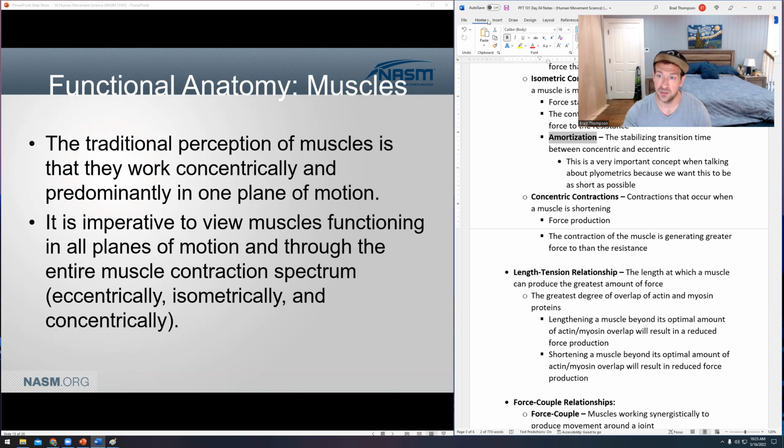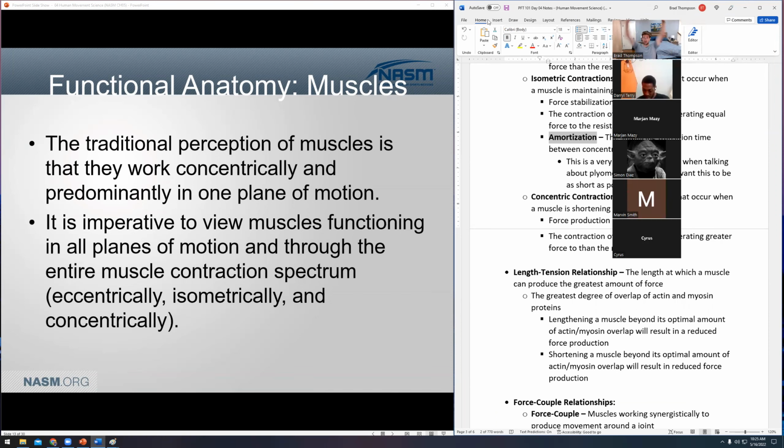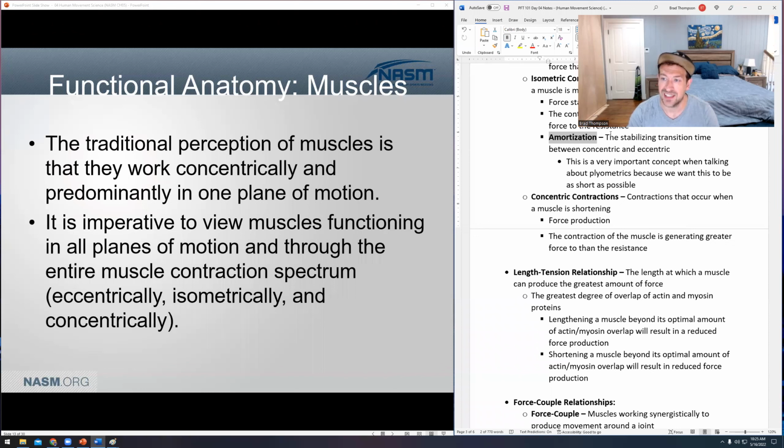It's a pause between the rep, right? It would be this. Little pause. But if the transition is so fast that it's not really a pause anymore, and it's just a blip, we have a special term that we call amortization. Amortization is the stabilizing transition between eccentric and concentric, or concentric and eccentric. It's very important when we're talking about plyometrics. If we want to be explosive, we need the transition time to be as short as possible.